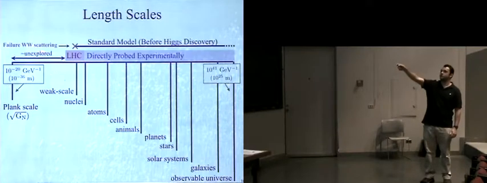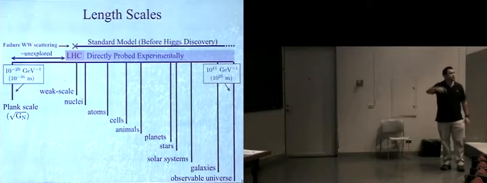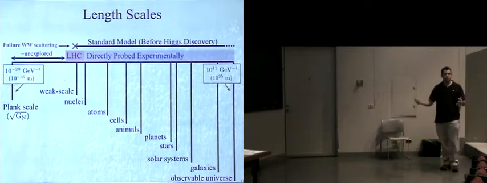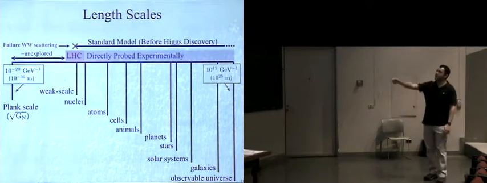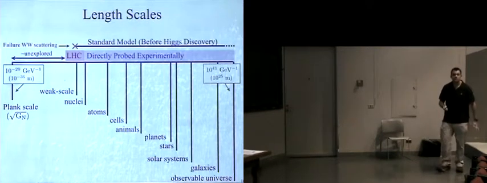This is the failure of the scattering of W particles, where you would get probabilities that were above 1, which were obviously nonsensical, and that happened right at about 1 TeV. Okay, and that's without the Higgs.